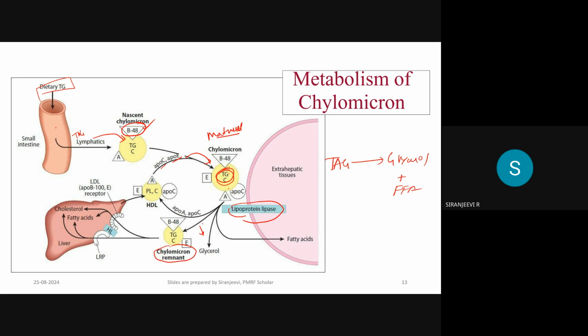The ApoA and then ApoC from this chylomicron remnant will go back to the HDL. This chylomicron remnant can be taken up into the liver by the LRP receptor or the HL receptor. So finally, it can again form cholesterol as well as free fatty acids from this overall process.